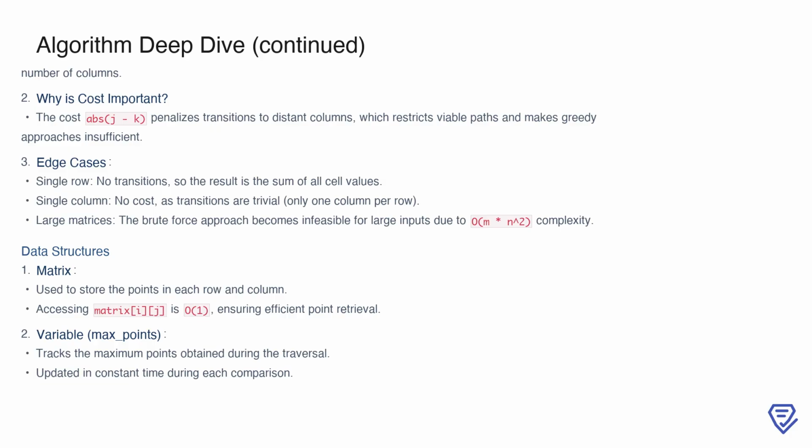If there's only one row in the matrix, there are no transitions to consider, and the result is simply the sum of all cell values in that row. In the case of a single column, transitions are trivial since there's only one possible path through the matrix.